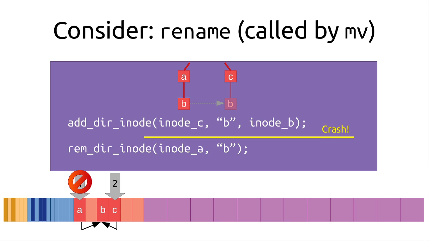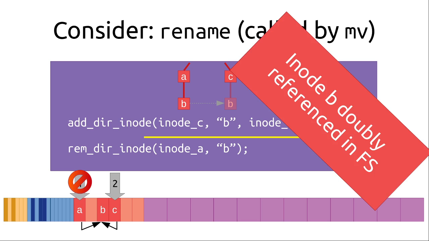Okay, so what happens? Well, we've added a link from C to B, but we still have a link from A to B. Now we have two references to B, both in A and in C. And this is a problem because every single inode usually maintains a reference count: how many references are there within the file system to that inode? And if you remove all of these references, then you're supposed to be able to deallocate the inode. But in this case, we have two references to it, but only a reference count of 1.